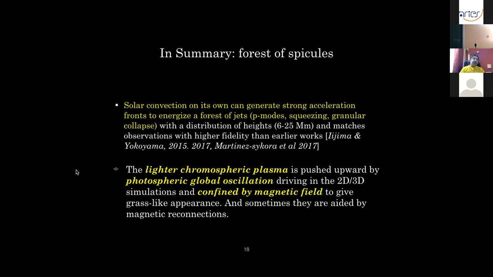And another important thing that I would note here is that using a very old technique of Lagrangian tracking, we have found out that lighter chromospheric plasma is actually kicked upward by the photospheric global oscillations, or what we call the P modes. The P modes are again generated by the solar convection, of course. So these P modes are basically kicking this lighter chromospheric plasma upwards along magnetic field lines. And then we get this forest-like appearance of spicules. And of course, here they can be aided by magnetic reconnection. But what we find in our simulation so far is that magnetic reconnection may not be playing a very dominant role.